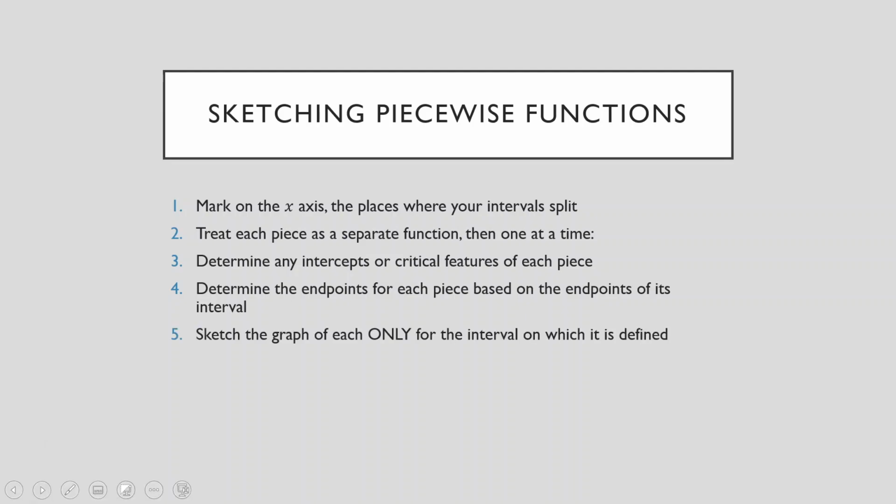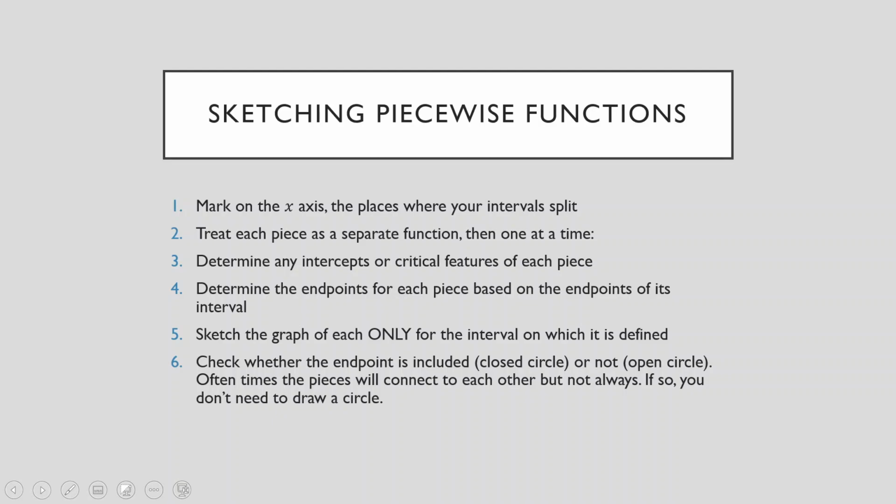Then you just sketch each piece within each interval for which it's defined. And finally, just double check whether or not the endpoint is included or not. If it's included, you sketch it in with a closed circle, a filled in circle. If it's not included, you draw an open circle. Sometimes the pieces of your piecewise function will match up and connect to each other, but that won't always be the case. If they do connect to each other, you don't need to draw a circle because you definitely know it's going to be defined at that point.